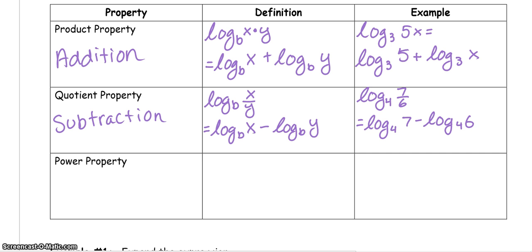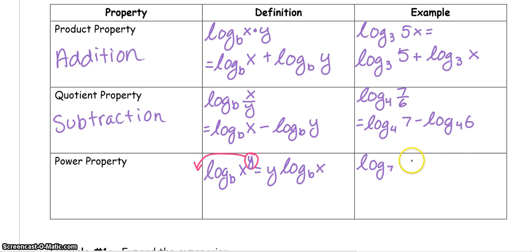Now our last property is the power property, which is that if we have the log base b of x to the y power, that's the same thing as y log base b of x. So if you look at it, really we just take the exponent and we put it out in front. So for example, if I had the log base 7 of m to the third, that's going to be the same thing as the 3 log base 7 of m. So we did the same thing where we just took the exponent and moved it to the front.